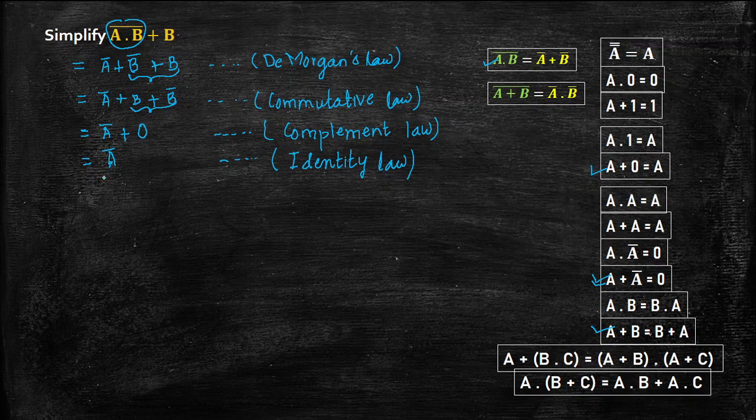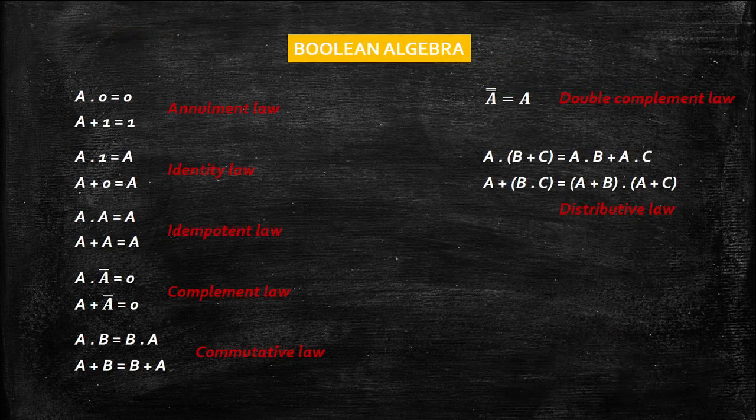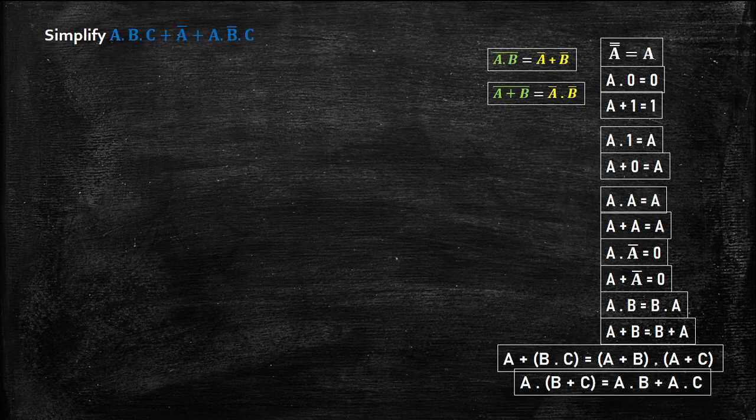Okay guys, so let us gear up for the next question. Let us take a look at the next example. In this example, you are supposed to simplify A dot B dot C plus A complement plus A dot B complement dot C. That means you are trying to reduce this bigger equation into a smaller Boolean expression. The help will obviously be given by these equations and rules which are present on this side.